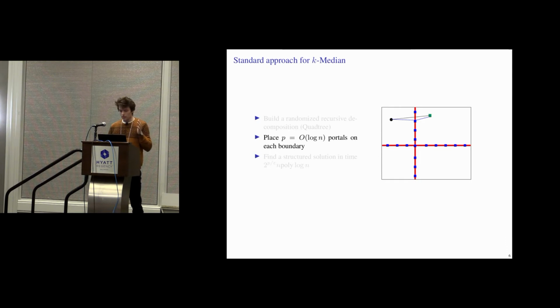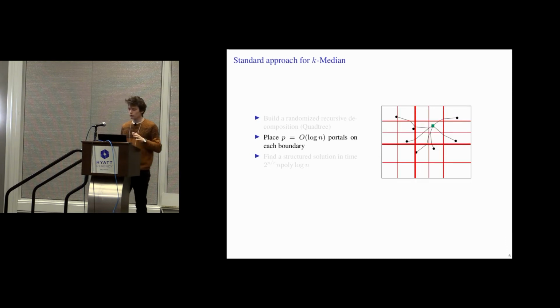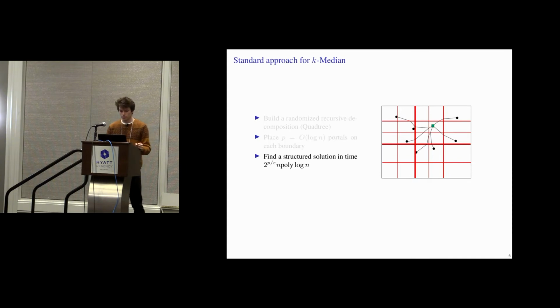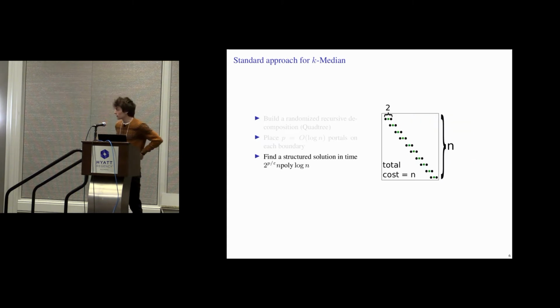Yes, and we focus on structured solutions, meaning solutions where every path from a client, the point, to a facility, the square, has to go through a portal every time it crosses a line. Okay, and there is a standard algorithm to find the optimal structured solution in that complexity. So that's the standard approach for many problems. However, it doesn't work when you square the distances.